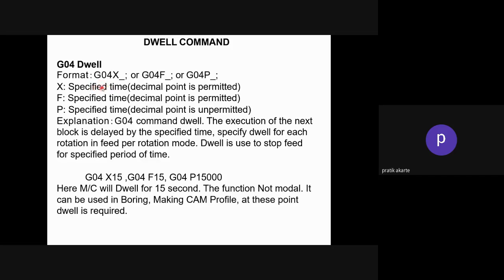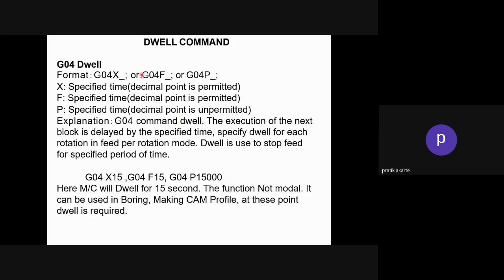Like here you are writing G04 X. That means your tool movement will stop for a particular duration of time. If you write G04 F, your feed will remain delayed for a particular time. G04 P is for thread cutting, so your thread cutting will be delayed for some particular amount of time. So what is the use of the dwell command? It is a kind of pause command, as I discussed earlier.